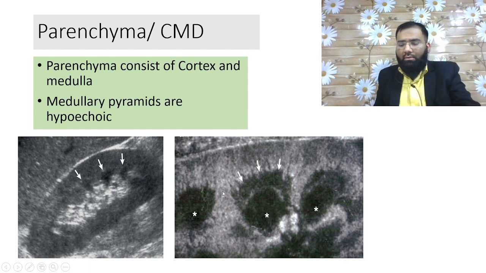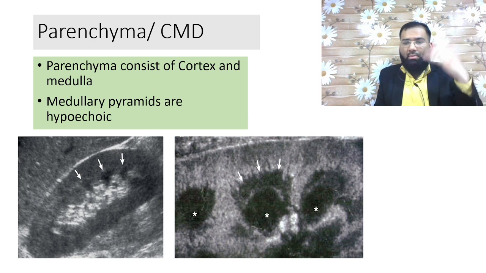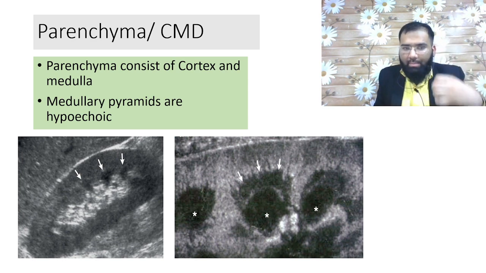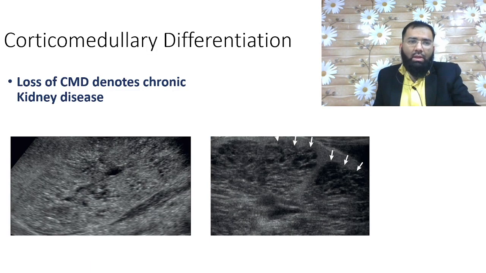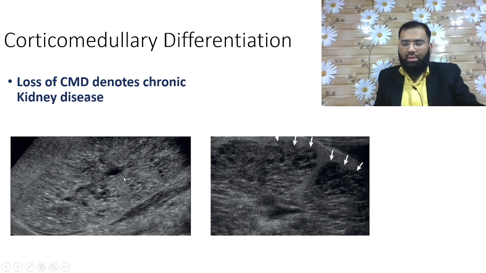Okay, and if this differentiation is lost, then you should remember that that is a marker of chronic kidney disease, CKD. Sometimes the differentiation between renal cortex and medulla might be accentuated, that might increase. That happens in cases of AKI, acute kidney injury. Now look at this kidney. Can you see? Now we can't see the medulla here. The corticomedullary differentiation is completely lost. And I'm not able to differentiate between the liver and the kidney. This is a completely hyperechoic kidney with loss of CMD. This is a marker of chronic kidney disease, CKD.